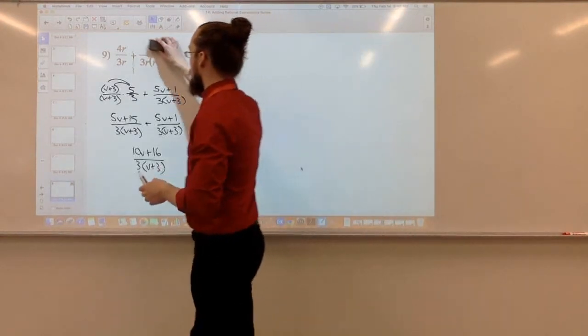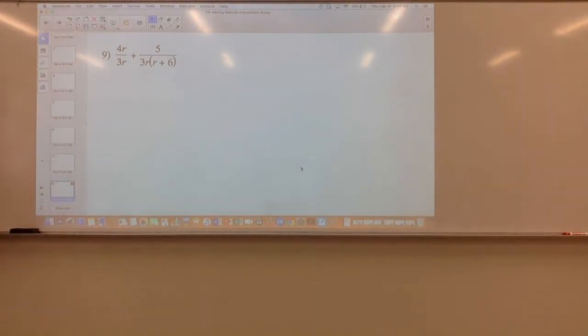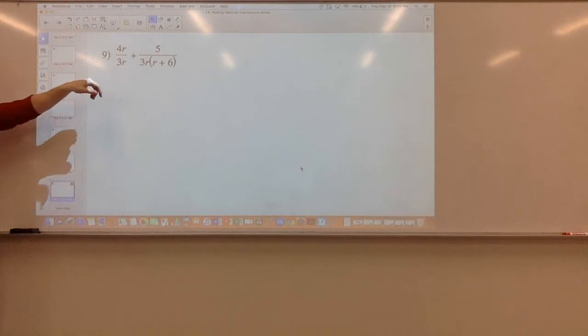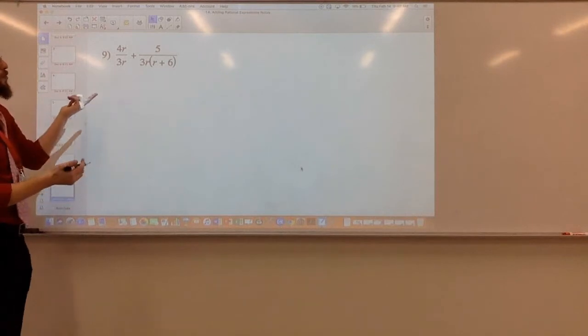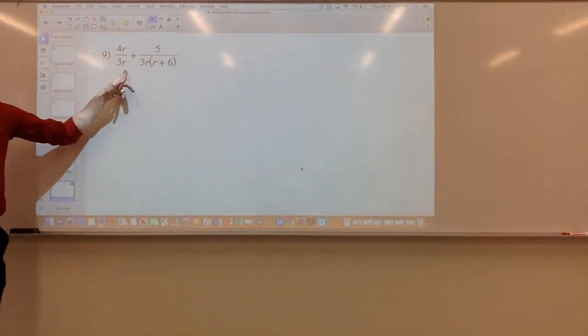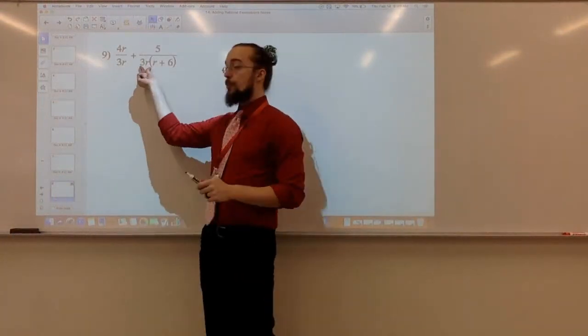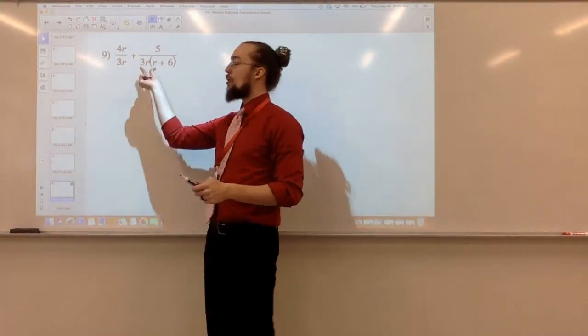All right, let's take a look at this one. So I've got 4r over 3r plus 5 over 3r times r plus 6. This one is a little bit tricky to look at first, because right off the bat it looks like, well, I should cancel out these r's, right? But if I look at the denominator over here, there's a 3r in this denominator, and I can't cancel r out with anything. So I need that r in the denominator.